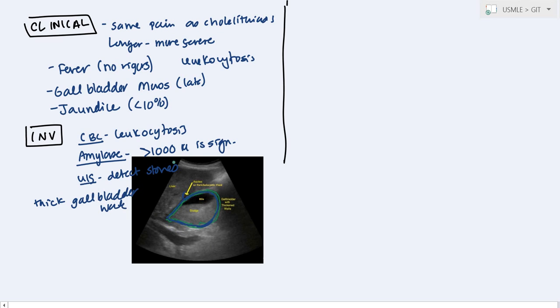And then there's going to be some pericholecystic fluid. And in this one in particular is the sludge. So this sludge is the bile sludge, rather than having the actual stones. So these are kind of the ultrasound things you would see.